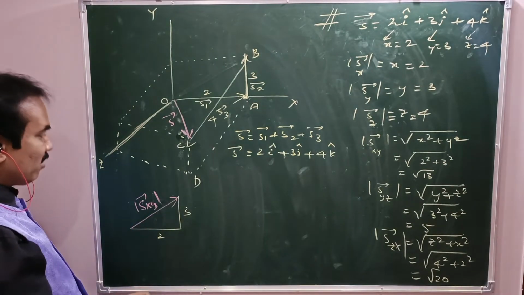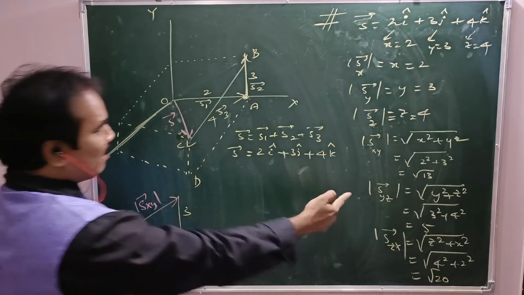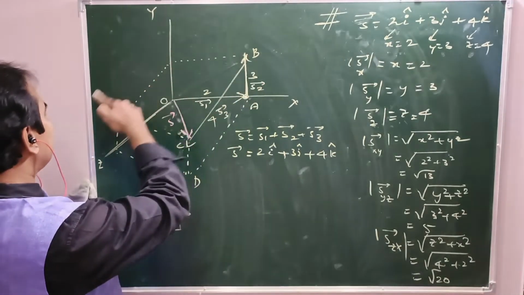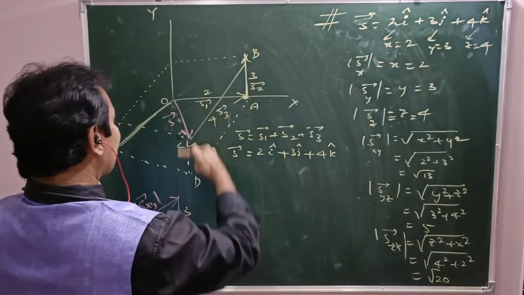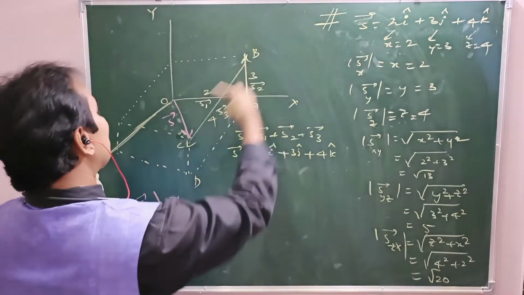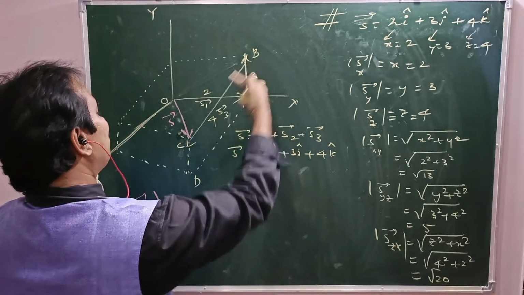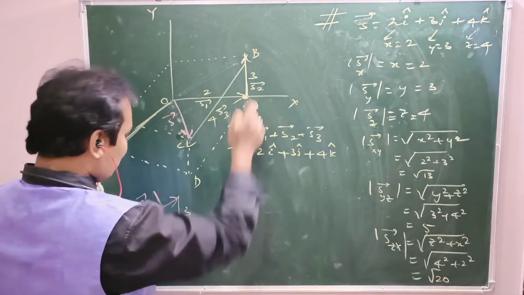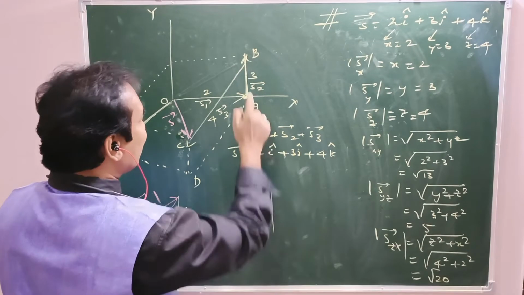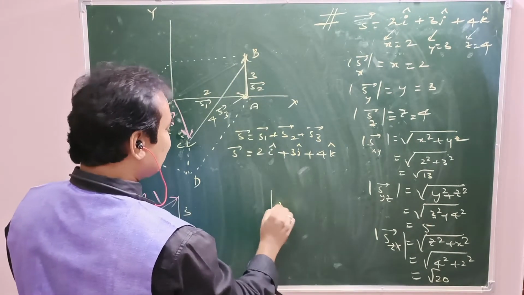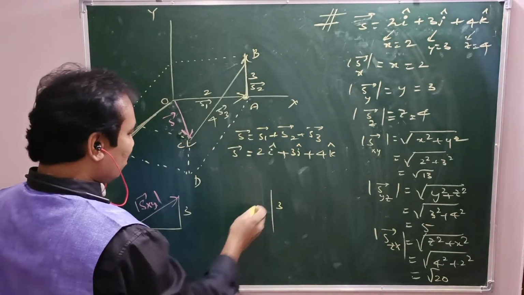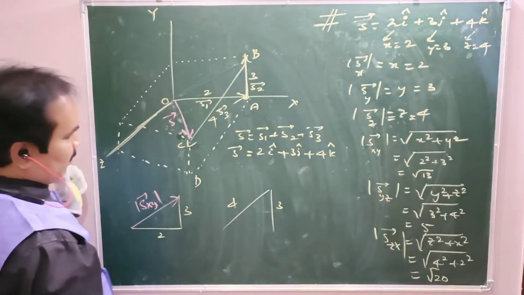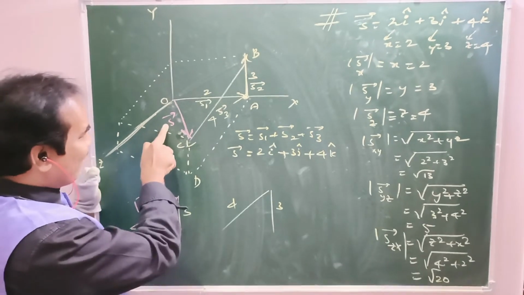Now coming to the YZ plane. Where is Y? This is Y. This is Z. This is the YZ plane. Otherwise, this box side also means this plane is also the YZ plane. So here the Y coordinate is 3, the Z coordinate is 4, right? Now what is the length of S bar in the YZ plane?